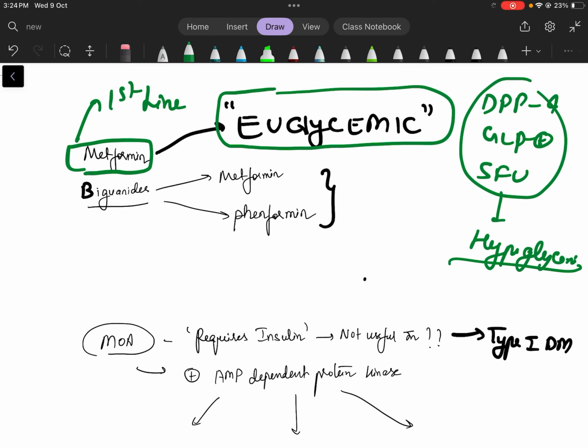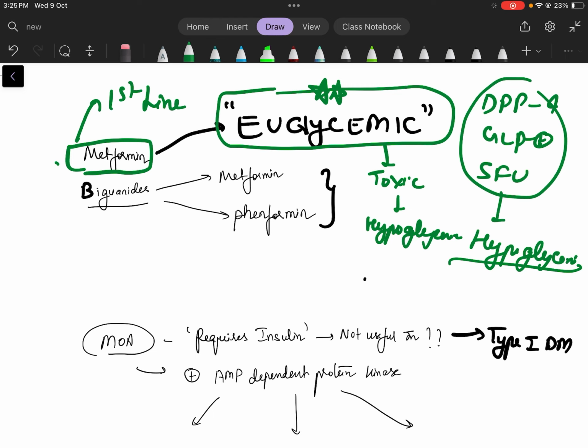Only at toxic doses of metformin does it cause hypoglycemia. Otherwise, it is a euglycemic agent. And this sentence of mine has been asked many times in your entrance exam. Hence, it's very important to know this property of metformin.